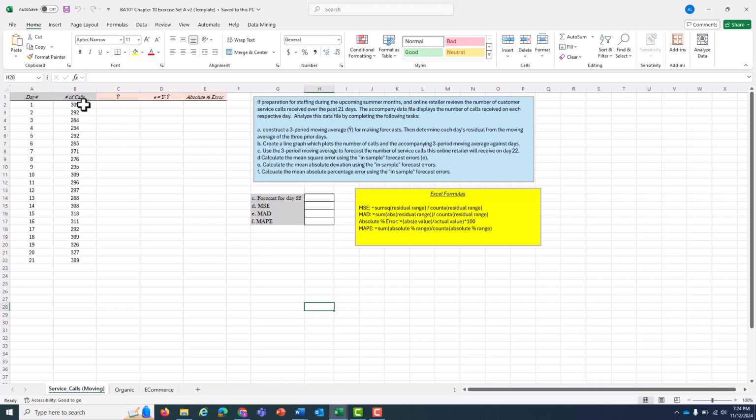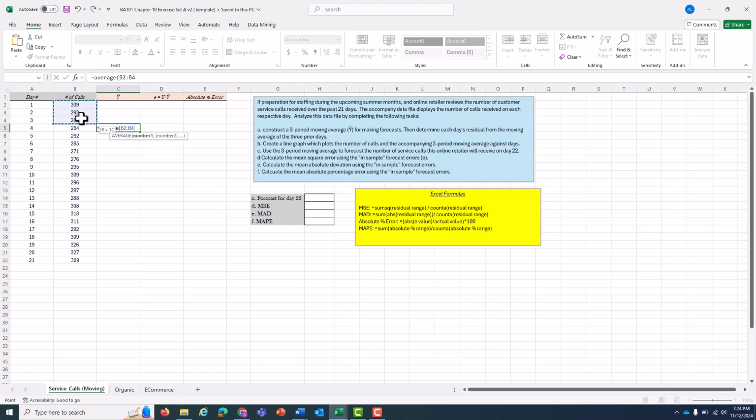So starting over here, I can figure this out as the average of the 3 prior periods. Now we can't do this for days 1, 2, and 3 because we won't have 3 days worth of information to work with. But starting with day 4, I can start to figure out what the average of the prior 3 days was by using the average function. So this is equal to the average of days 1, 2, and 3. And that comes out to be 295.